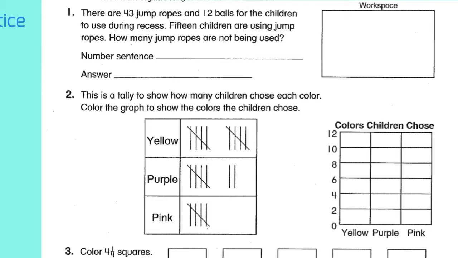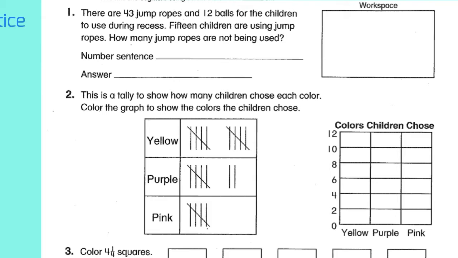All right, we're going to go ahead and start working on our guided class practice. Number 1 says there are 43 jump ropes and 12 balls for the children to use during recess. 15 children are using jump ropes. How many jump ropes are not being used?